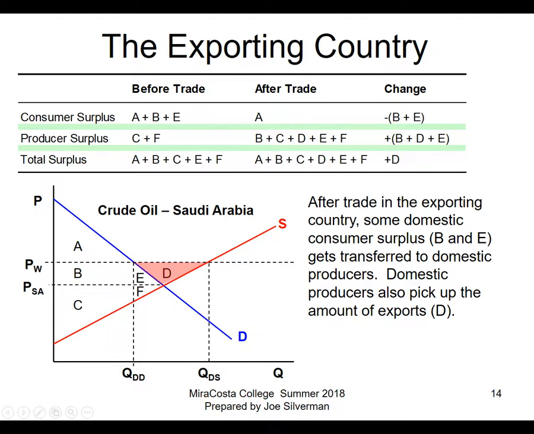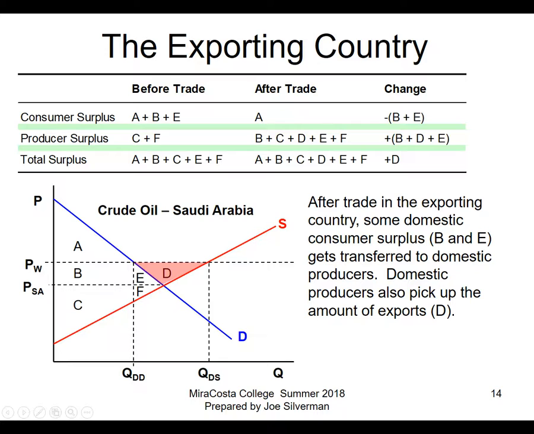All right, so now what I want to do is turn to this thing we call consumer and producer surplus to take a look at what the net effects are going to be in these countries. So area A over here is this triangle, the area below the demand curve and above PW. Area B is this rectangle over here. Area E is this triangle. Area D is this triangle. Area F is this triangle. And area C is this funky shape thing over here above the supply curve. So before Saudi Arabia started trading oil with the rest of the world, the price was PSA.